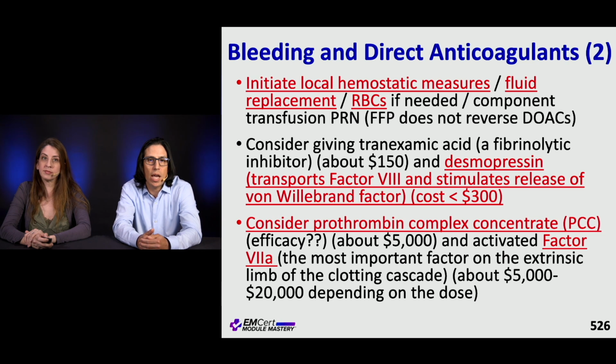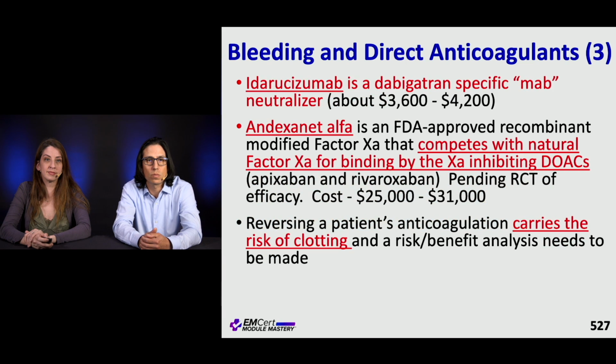Factor 7A, which is an activated clotting factor and therefore carries more of a thrombosis risk, can also be given. And then you can consider giving tranexamic acid, which is an inhibitor of fibrinolysis. It's really cheap. So is desmopressin, which again transports factor VIII and stimulates the release of von Willebrand factor. Idarucizumab is a dabigatran-specific monoclonal antibody neutralizer. Expensive, but it is drug-specific and not in and of itself prothrombotic.